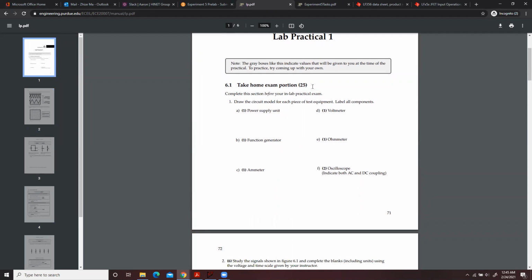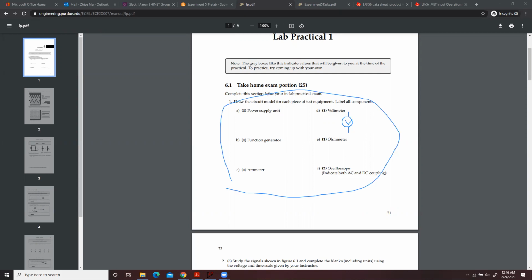For question one, the meaning of the circuit model is not that simple. For example, the wattmeter is not something like this. This is not a wattmeter. You need to check the lab manual. All the answers you can find in the lab manual, so just make sure you're clear on this.